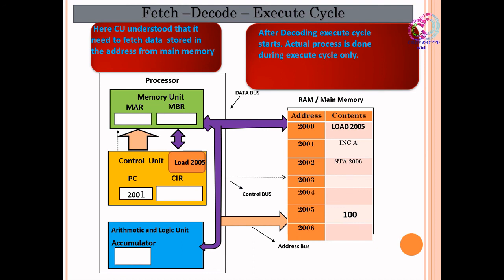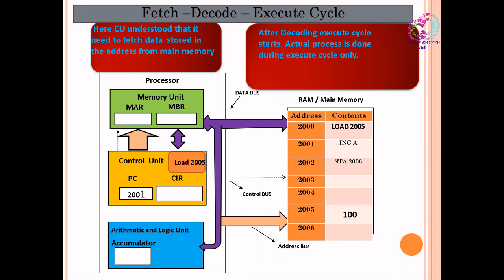Here the CU understood that it needs to fetch the data. Decoding means reading or sensing the instruction, understanding it, and deciding what to do. Here, as I already told, by reading that load 2005, it understood it has to fetch some data from the main memory and store it into the accumulator. After decoding, the execute cycle starts.